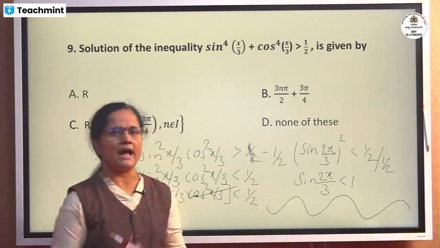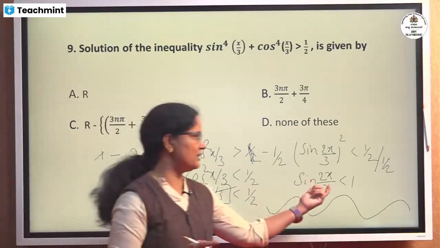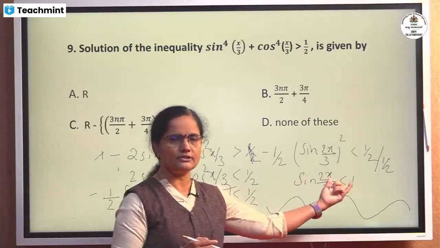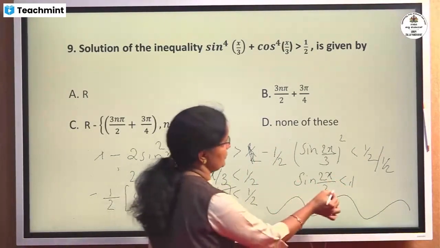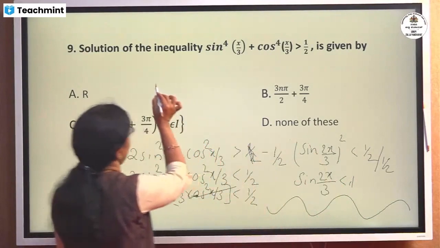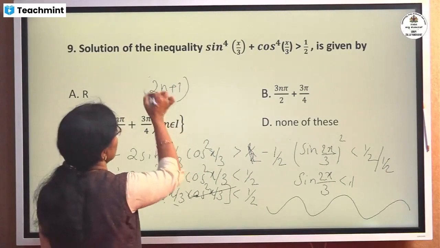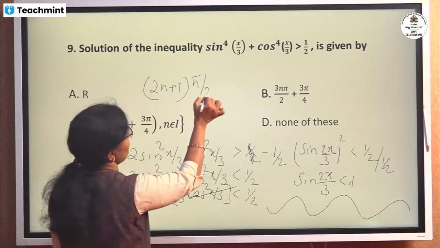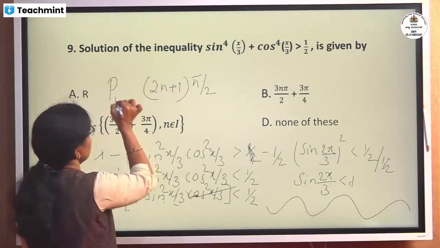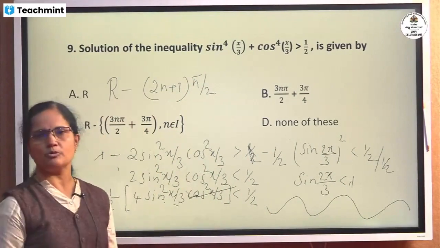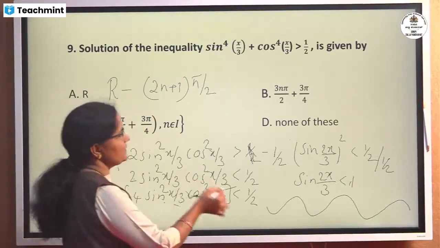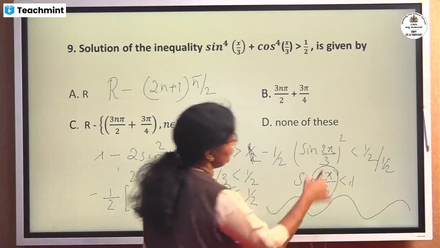What is the value that disturbs this, for the angle to be less than 1? You know that sin of pi by 2, sin of pi by 2 in all the intervals, that is (2n plus 1) into pi by 2, must be removed from the set of real numbers. That is the value of 2x divided by 3.